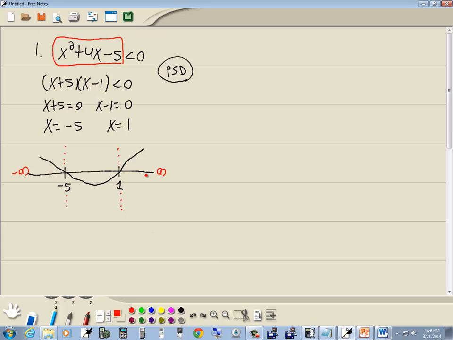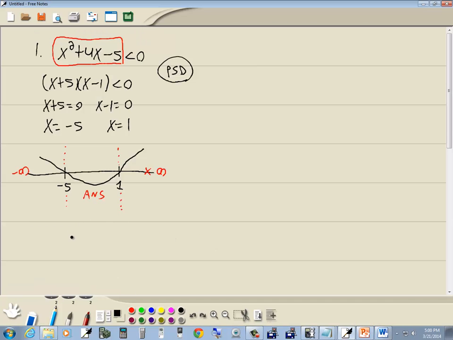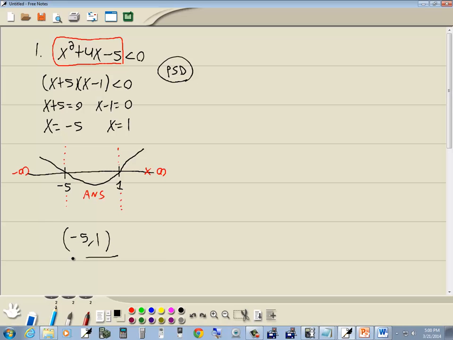Well, here's our x-axis right there. And in this interval, my graph is above. But from negative 5 to 1, my graph is below. So this is going to be our answer right here because of the less than, and we're looking for where the answer is below the x-axis. So our answer is going to go from negative 5 to 1. Now it's a less than, so we're going to use parentheses, which means I put parentheses around that. And that's our answer.